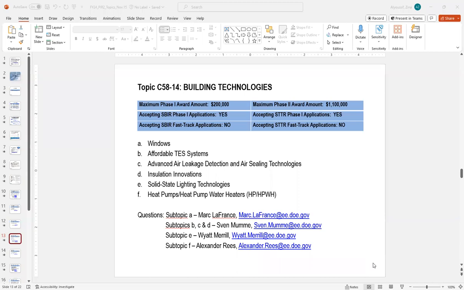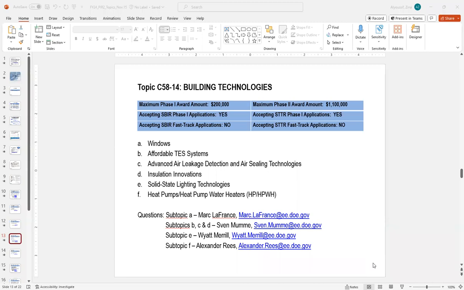For all three of those subtopics, so affordable TES, advanced air leakage detection and air sealing technologies, and insulation innovations, the topic descriptions have critical metrics in terms of performance and cost. As you can see, affordability is a main concern, with cost targets included in the topic description. The topics focus on getting new ideas commercialized quickly rather than early stage R&D.